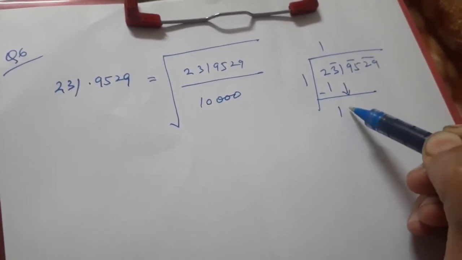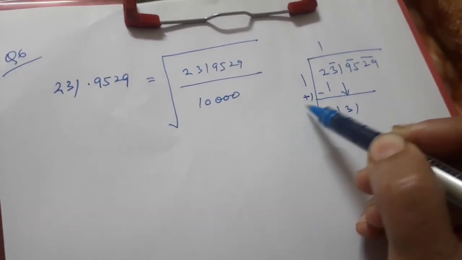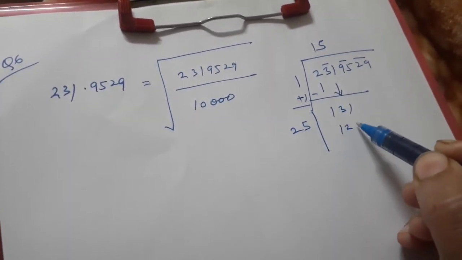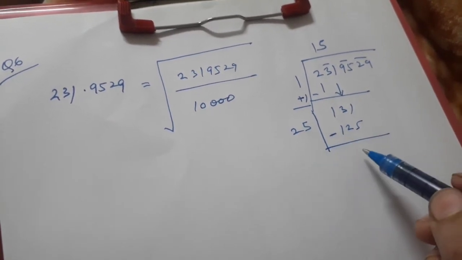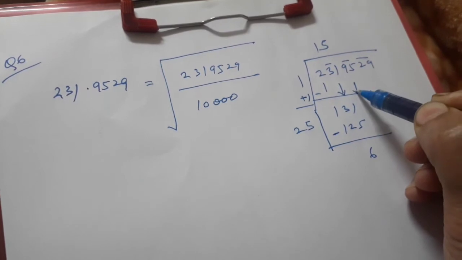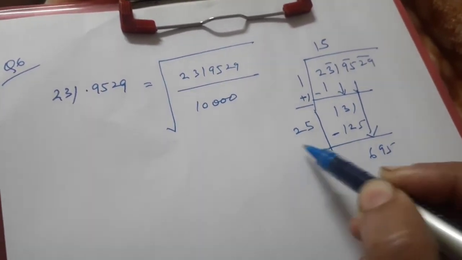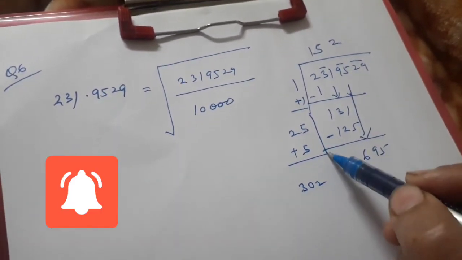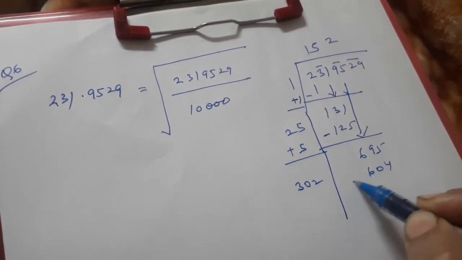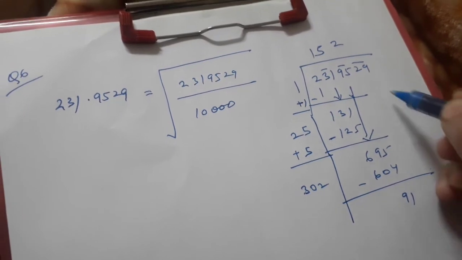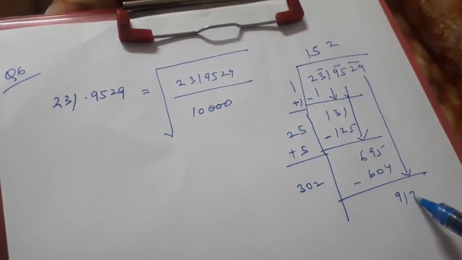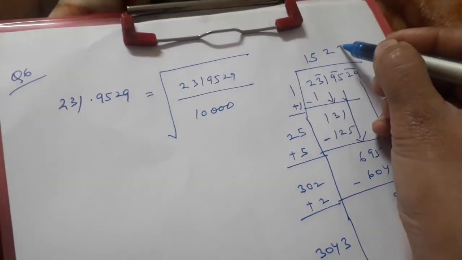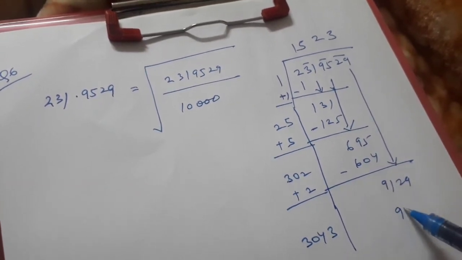1, 2. It will go by 5, 125 minus it, 6 whole 95, 2, the number will be there as 604, subtracted 91, and again 29 we will be bringing down, 304, it will go by 3. So the answer would become 91.